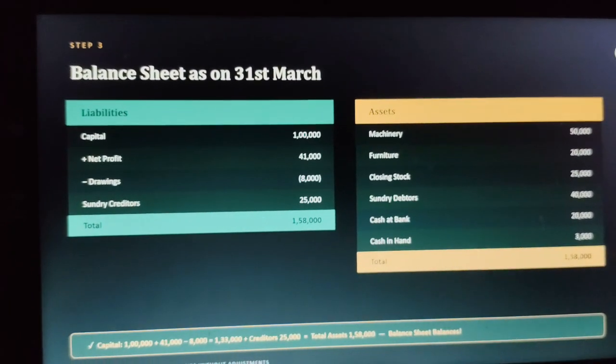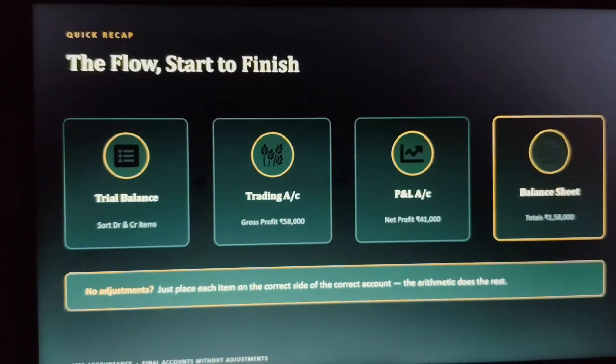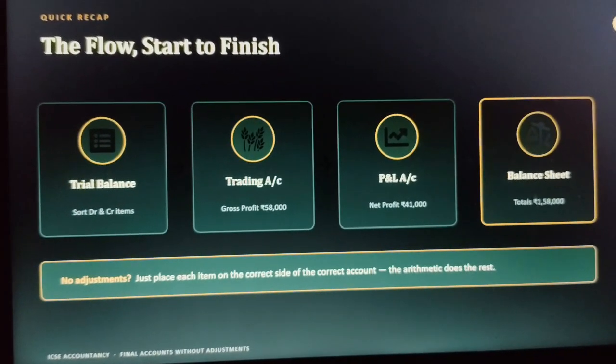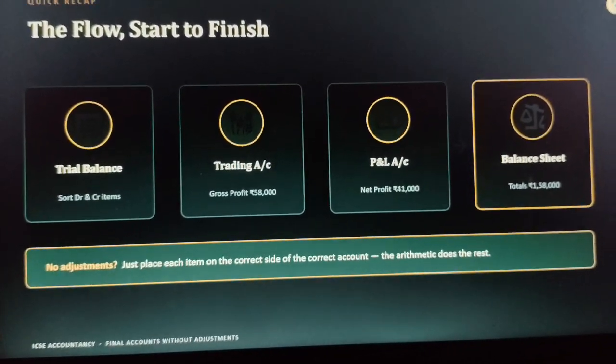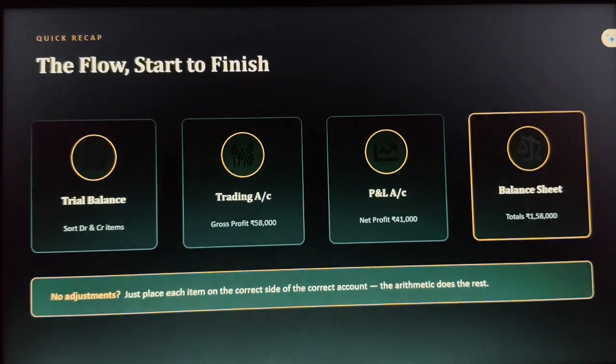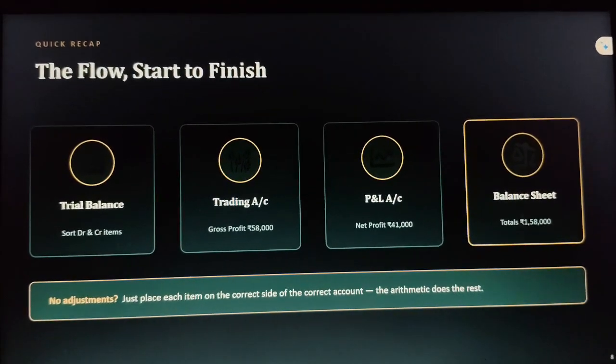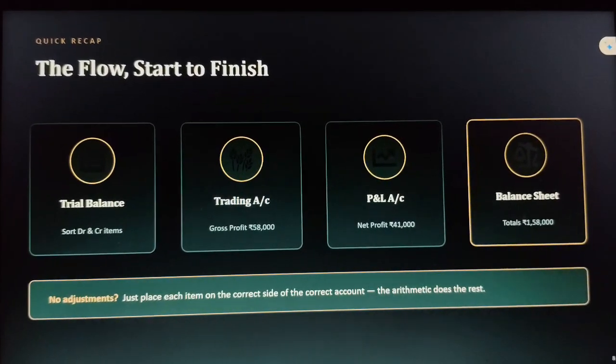See how easy final accounts become when you stop memorizing formats and start using simple sorting logic. If you follow this line by line strategy in your exams, you will save massive amounts of time and secure full marks easily.